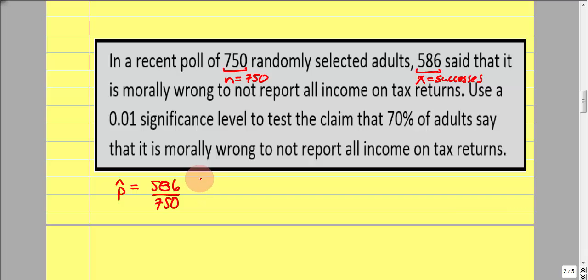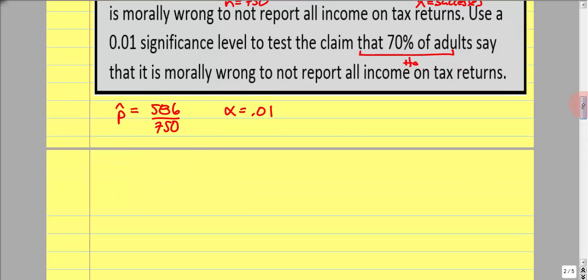Then from here, it says use a 1% level of significance. So my alpha level is 0.01, to test the claim that 70% of adults say that it's morally wrong to not report all income tax on returns. So this is going to be my H0 and my HA information. Let's go ahead and get started with our first step, H0 versus HA.